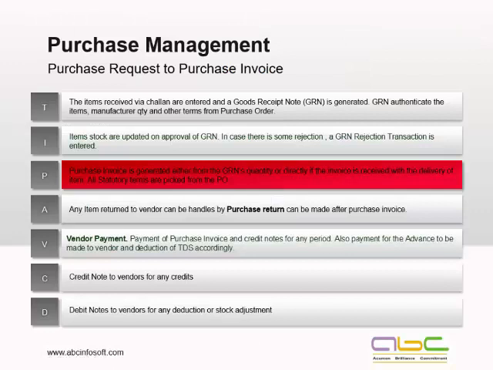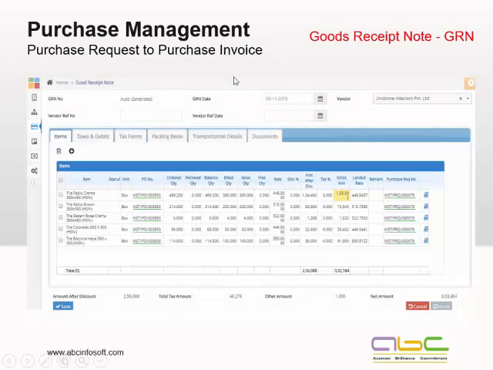So after this, whenever we are receiving material, a GRN is generated and stock is updated after the GRN. Then purchase invoices, any material returned after the invoice can also be made as a purchase return, and vendor payments after credit notes and debit notes. This is the format for the GRN. Whenever we are generating a GRN, it is totally linked with the purchase order.